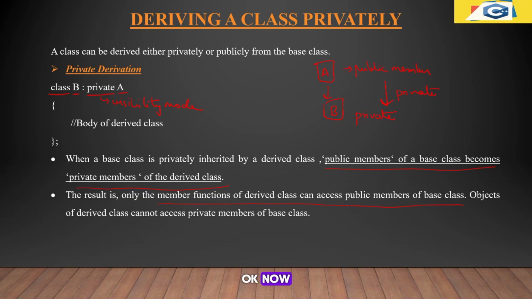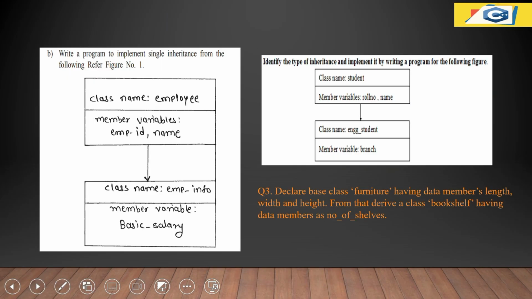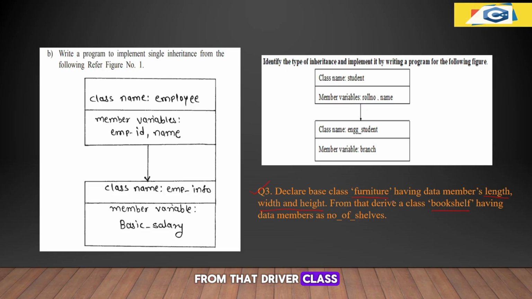Okay. Now as we have studied about this visibility mode public and private, and we have seen the syntax, let's start with writing an example of a simple code for single inheritance. We will write the code for this. I have a base class furniture, data members are given to you. I have another class which is called a derived class. From furniture I need to derive a class bookshelf, having data members as number of shelves.